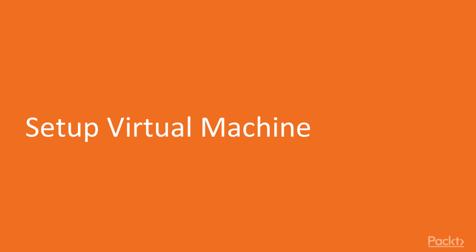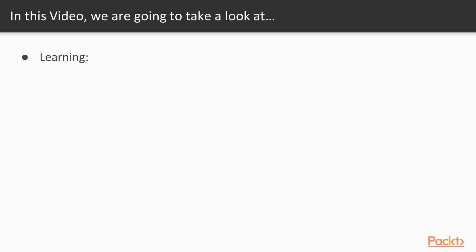Set up virtual machine. In this video we are going to take a look at a couple of points. First of all, we will learn about the virtual machine that we are going to use, and then how we can download and install it inside our main operating system. I'm going to show you that inside this video. So to download a virtual machine, you can open your browser and let me show you how you can download it.